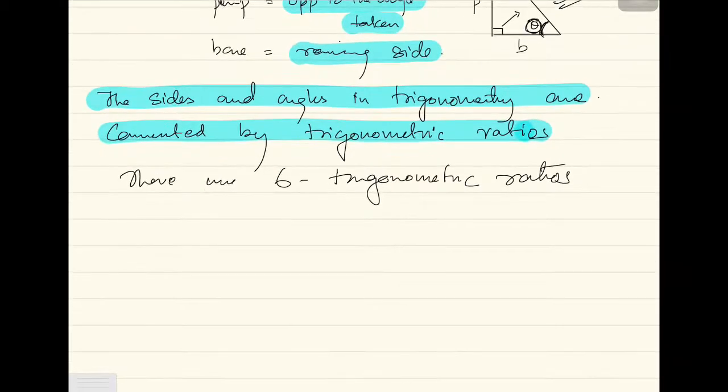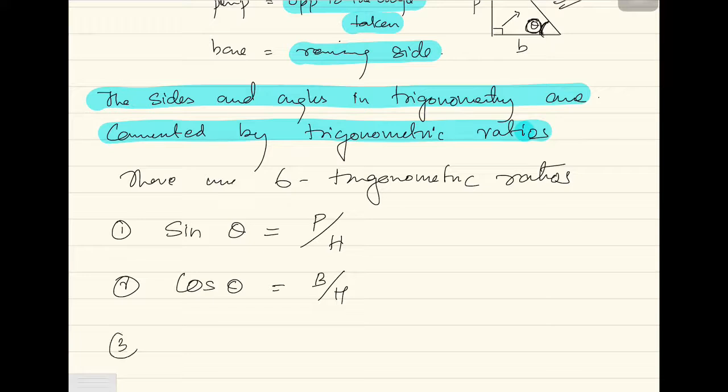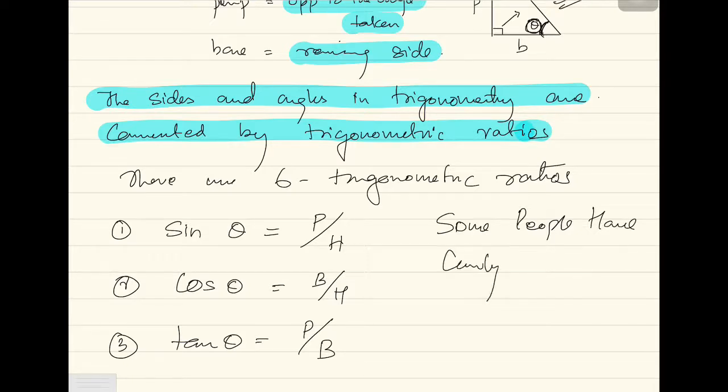Let's see one by one. What is the first one? Everyone knows this. The first one is sine of theta. What is sine theta, everyone? Some people have P by H. Number 2, the next one is cos theta. What is cos theta? Curly brown hair, B by H. And the third one is tan theta, that's turned permanently black. How to remember this? Some people have curly brown hair. You can write like this: turned permanently black.